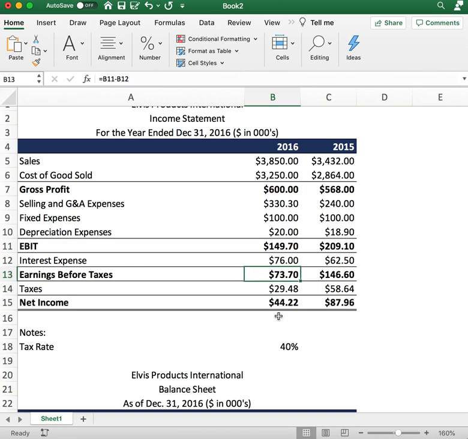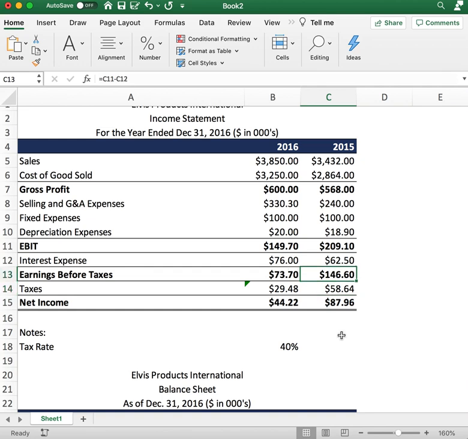All right, so now we want to calculate the amount of taxes we're going to pay on the earnings. Down below here, we have a 40% corporate tax rate. And the way you calculate taxes is you multiply the tax rate times the earnings before taxes. All right, and that's going to give us $29.48 for 2016 and $58 in 2015. The reason we're paying higher taxes in 2015 is because we had higher earnings.